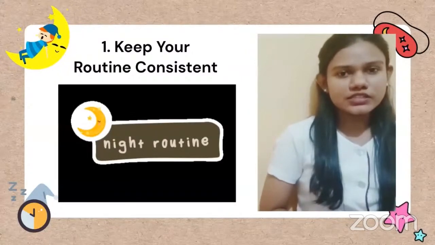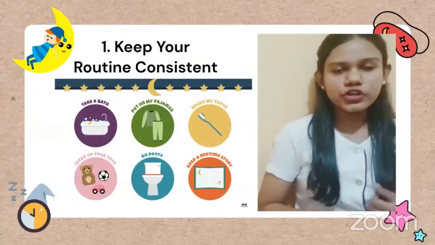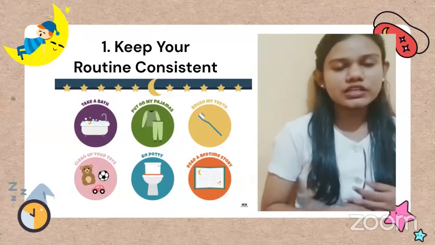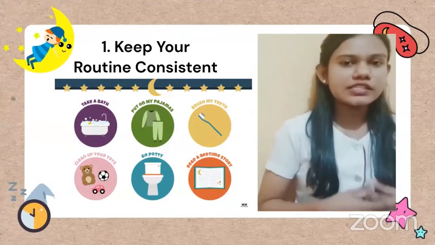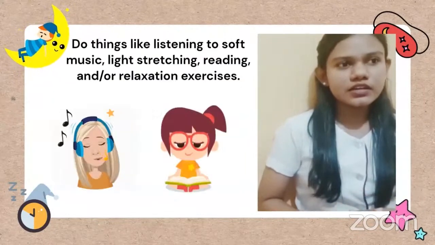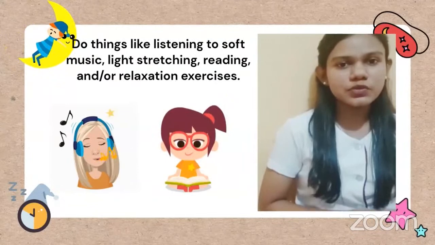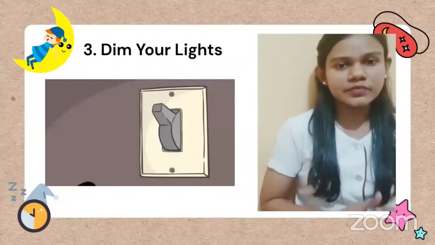The first thing you can do is keep your routine consistent. Following the same steps every single night, like putting on your pajamas or brushing your teeth, will reinforce to your mind that it's bedtime. The second thing you can do is budget 30 minutes for winding down. You can do things like listening to soft music, reading a book, or even a little exercise to help you put your mind at ease.